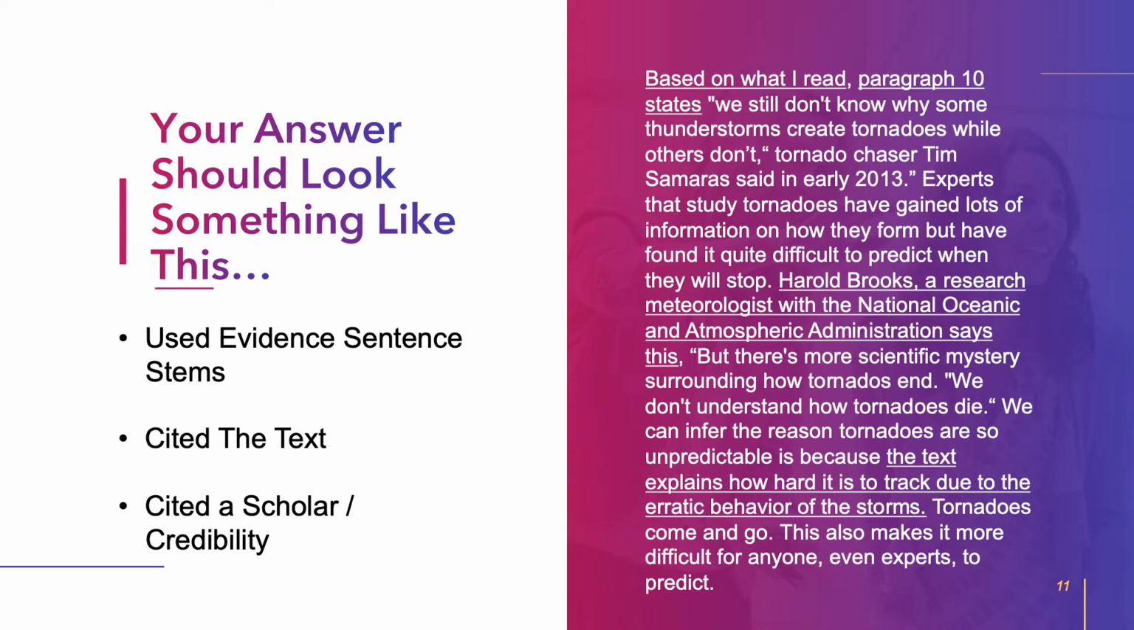We can infer the reason tornadoes are so unpredictable is because the text explains how hard it is to track due to erratic behavior of the storms. Tornadoes come and go. This also makes it more difficult for anyone, even experts, to predict.